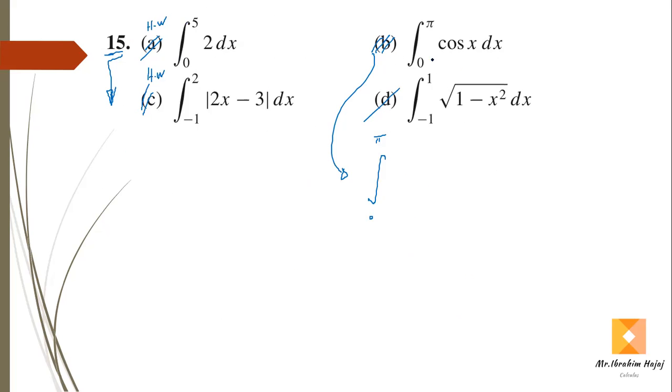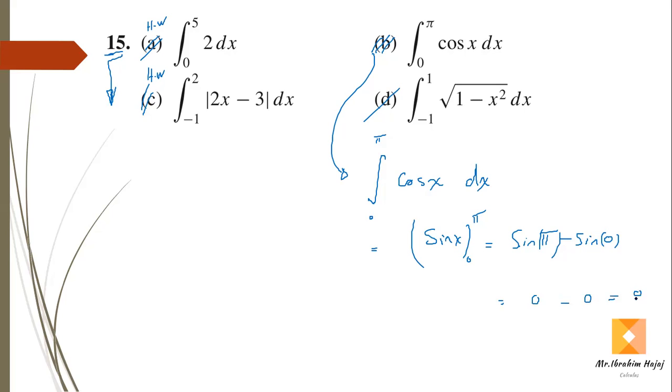Letter B in question 15, it's cosine x and from 0 to pi dx. The integral of cosine is sine and then substitute from 0 to pi. So it's sine pi minus sine 0. Sine pi is 0. Minus sine 0 is 0. Which is 0. Yeah. لا مستر بس معلش مستر question 5 و 15 A و C homework.